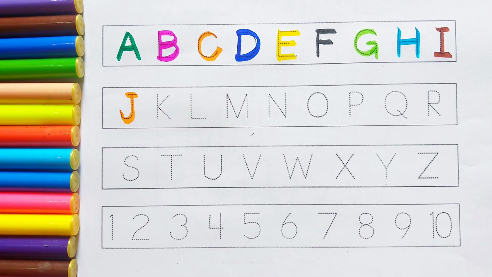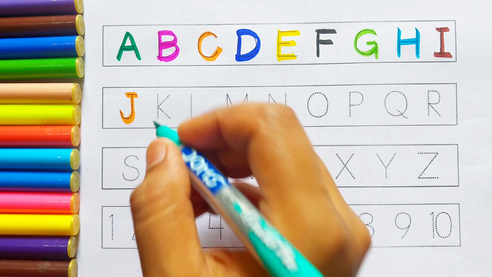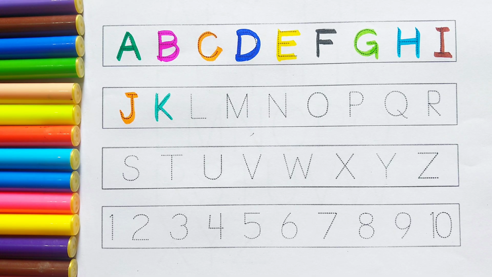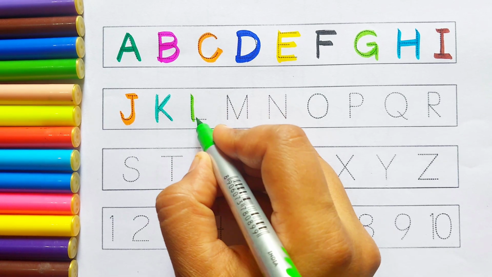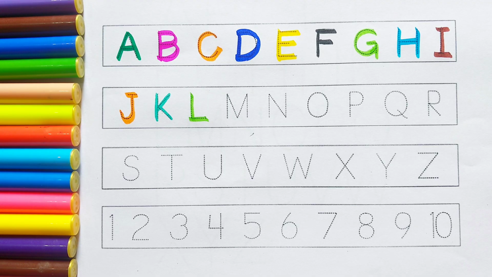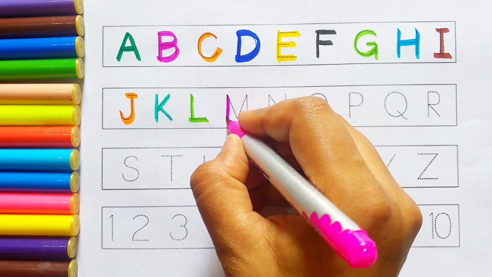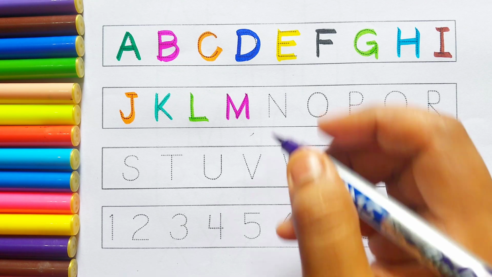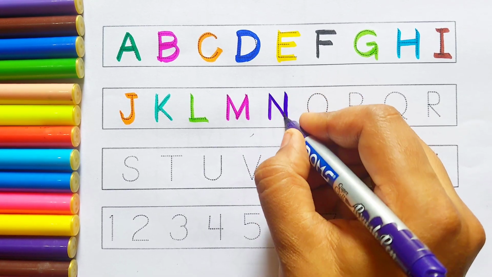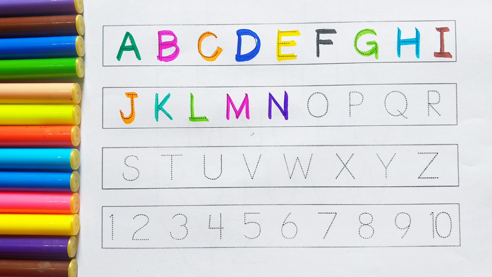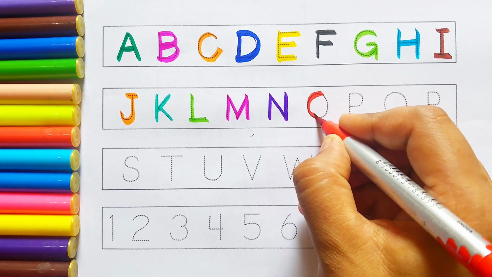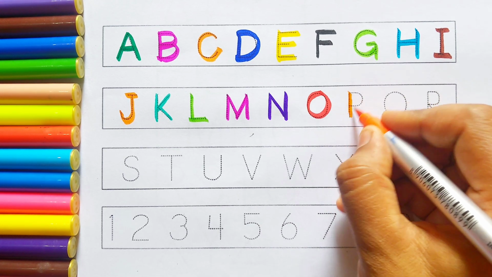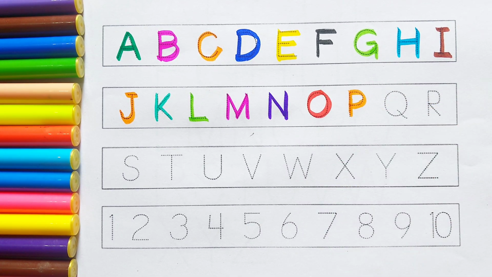J for jug. K for kangaroo. L for lamp. M for monkey. N for nest. O for owl. P for penguin.